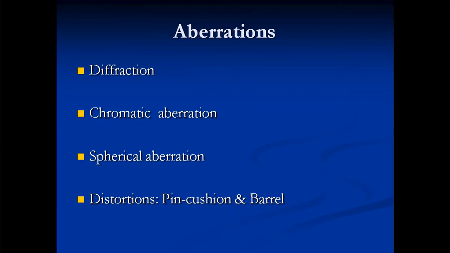So the eye is not a perfect medium for refraction. There will be some aberrations. So the aberrations are diffraction, chromatic aberration, spherical aberration, and distortions. We will discuss about it later on. But suffice it to know that there will be aberrations, and mainly we are very much concerned with chromatic aberration and spherical aberrations.